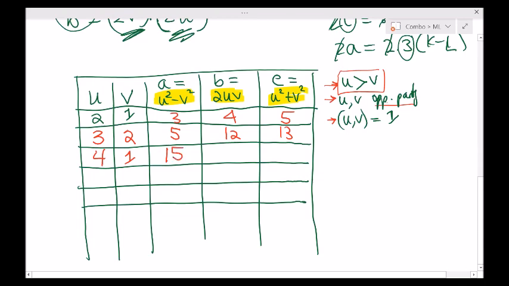Good, 15, 16 minus 1, 2 times 4 times 1, that's an 8, and then 16 plus 1 is 17. Let's go to the next one, 4, 3, right? Okay, do that one for me. I will lay back and just wait for your answers here.